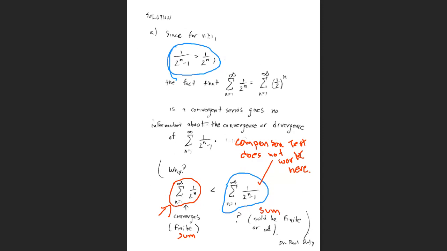But nevertheless, in our minds, we intuitively know that our series will behave like a geometric series as n gets large, because as n gets large, this minus 1 here is not going to affect the values hardly at all. So instead of using a comparison test, we're going to try to use what's called a limit comparison test.